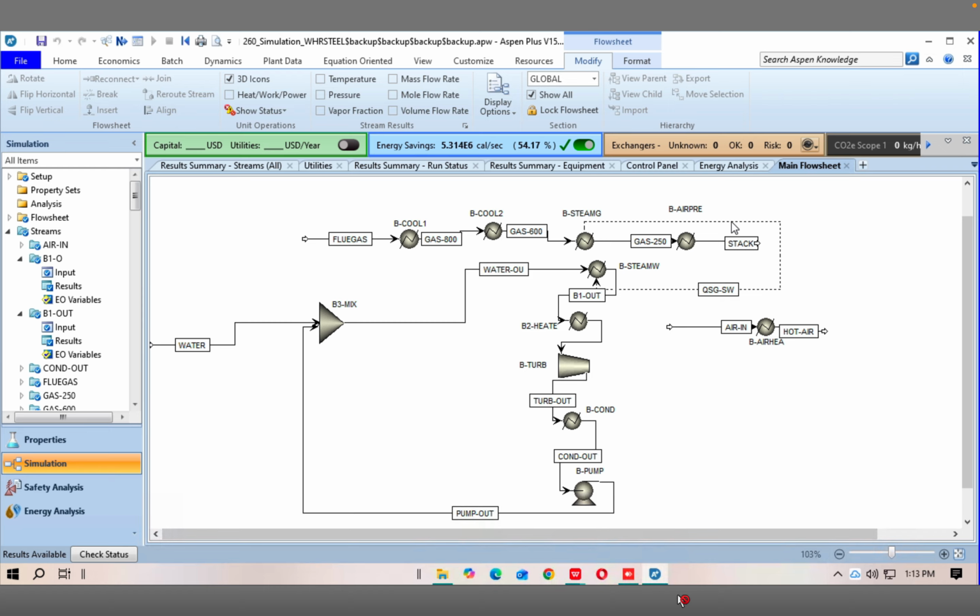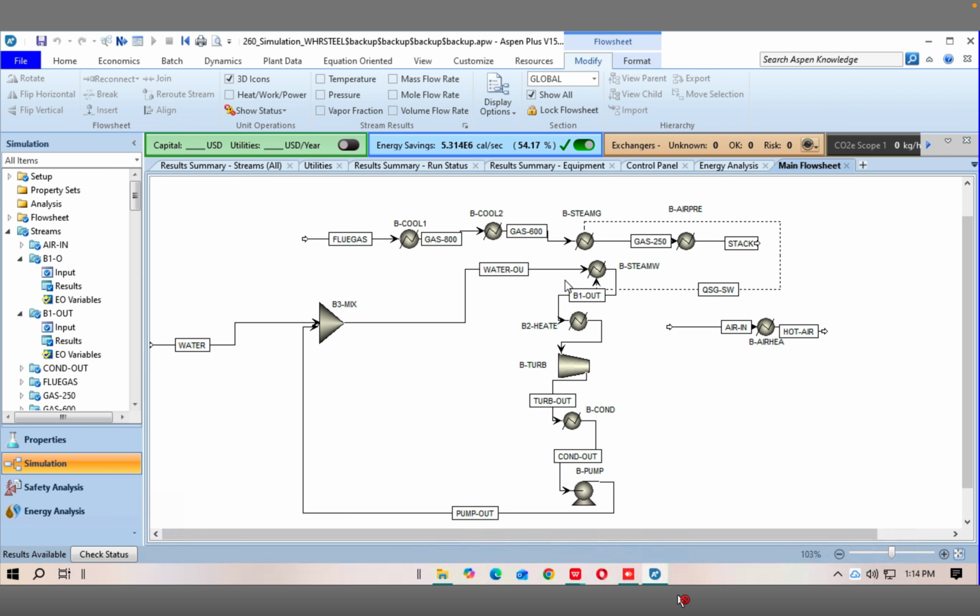Notice this dashed line here. This is our QSG SW heat stream. It thermodynamically couples B steam G with B steam W, ensuring the heat extracted from the flue gas is explicitly transferred to steam generation. This makes our simulation thermodynamically correct.